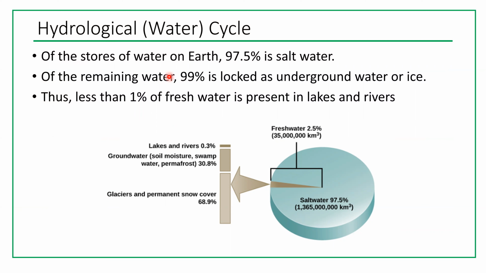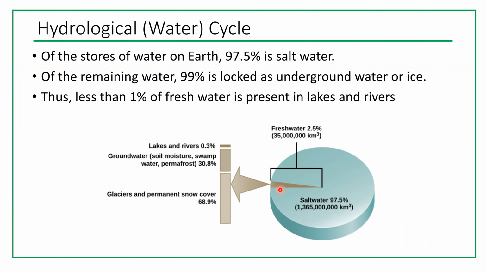Out of all the water that is stored on Earth, 97.5% is salt water. The remaining percentage is ice. So we have less than 1% of fresh water out of all this water source that we have, present in lakes and rivers.